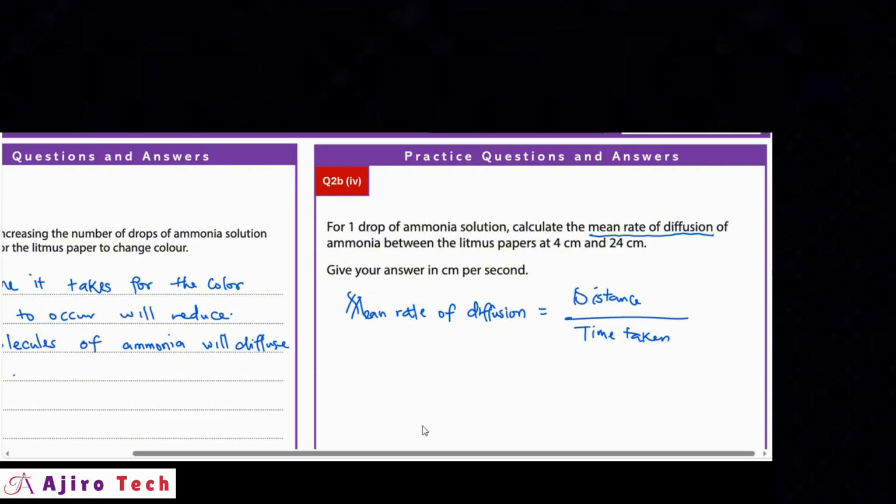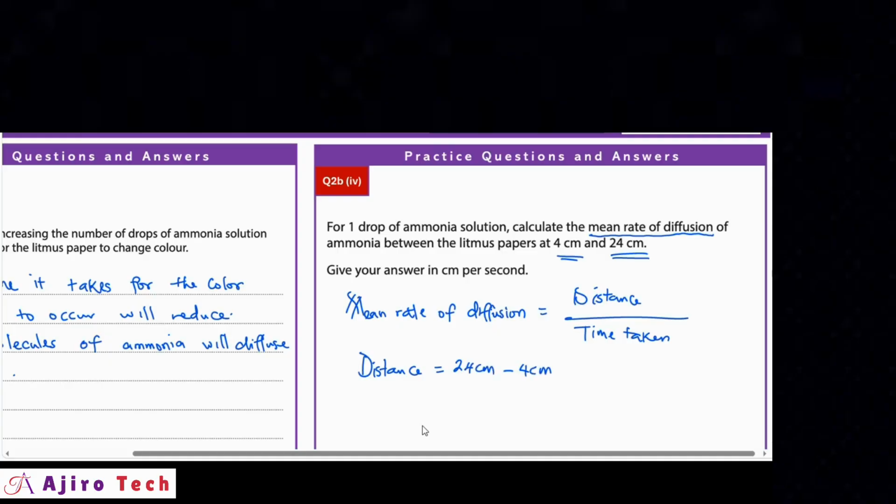So now we have been given the distances in the question. We have been given 2 distances in centimeters, and don't forget we are trying to calculate the distance traveled by ammonia in centimeters. So mind you, the diffusion starts at 4 centimeters exactly. So what we have to do is subtraction. So for the distance now, subtraction. And subtraction of what? Say 24 centimeters.